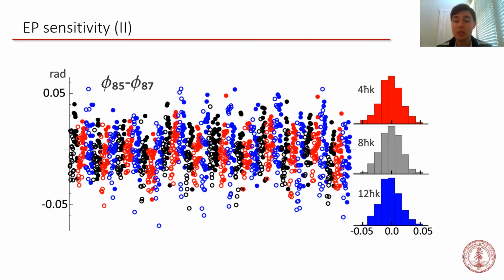On the right, you can see a histogram of the differential phase for each interferometer order. With about 1,500 shots, our statistical uncertainty in the Eötvös parameter is 1.8 times 10 to the minus 12.